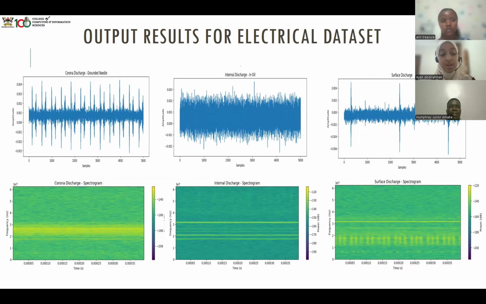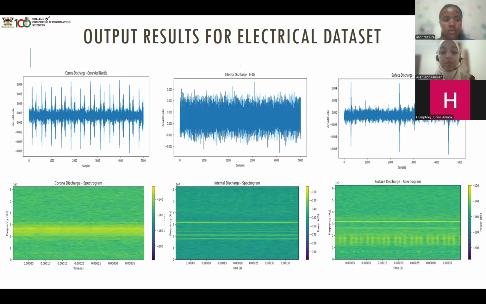I'm going to start with the time domain analysis. Those are the first three graphs at the top. First, for the corona discharge, the signal shows many small repetitive sparks. These sparks occur frequently and follow a fairly consistent pattern. This indicates that the corona discharge produces continuous but low energy events, typically happening at a localized point, such as sharp edges.